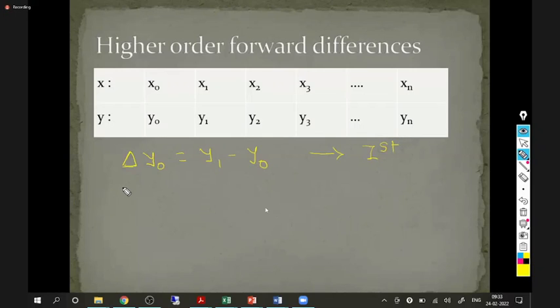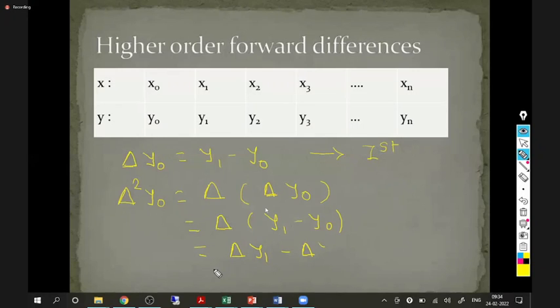If I want a second order difference, I will write it like this: delta square of y0. To get it, we can do delta of delta y0. So we are operating this delta operator two times. Delta y0 is already calculated; it is y1 minus y0. Now take this delta operator inside: delta y1 minus delta y0.